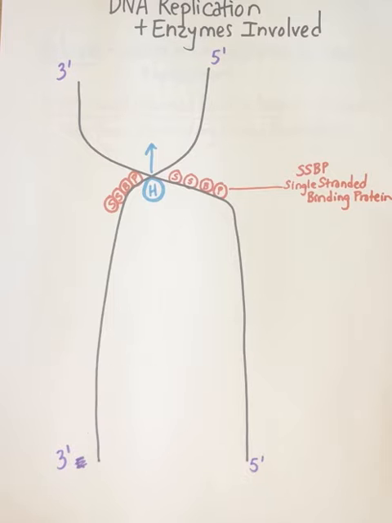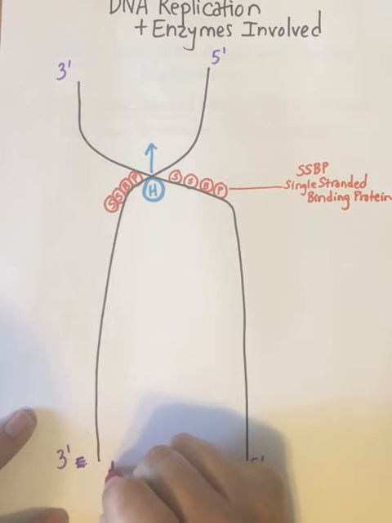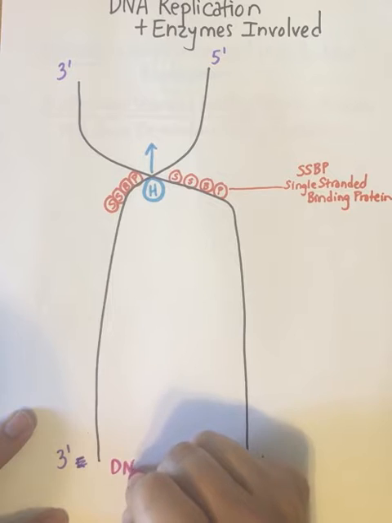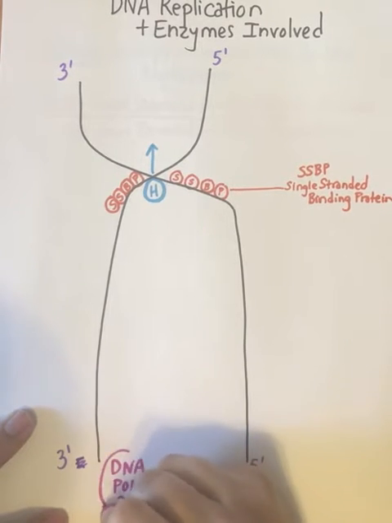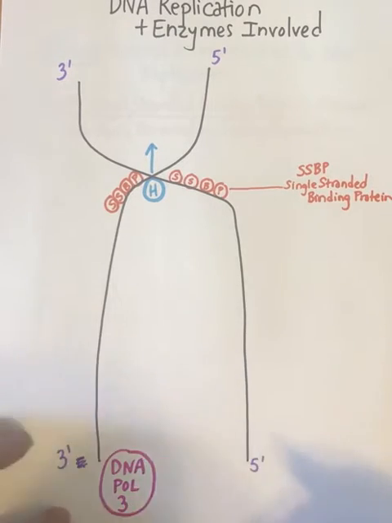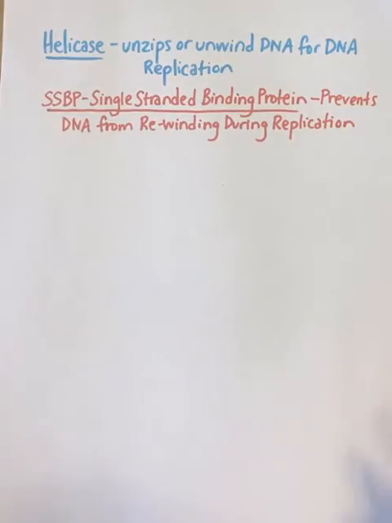Now, we said that the primary enzyme that's used for DNA replication is DNA polymerase. So, DNA polymerase, there's several of them. So we're going to say that this is DNA polymerase III. DNA poly 3. This is the easiest way to draw it. Now, DNA polymerase III is the primary enzyme that does DNA replication.